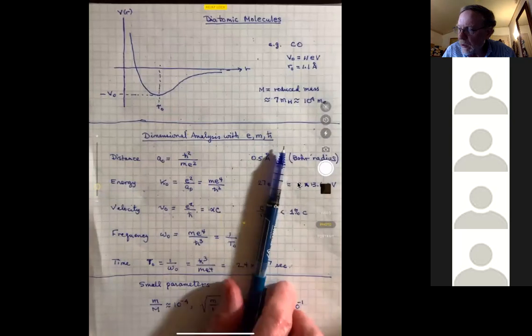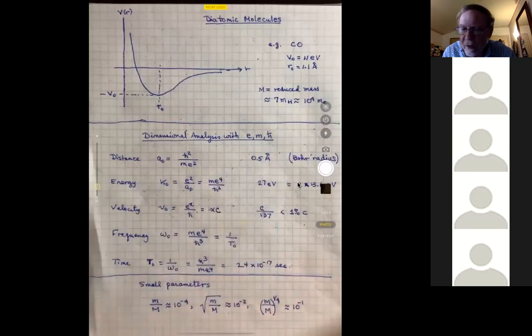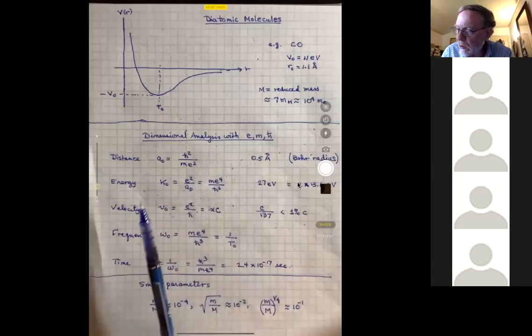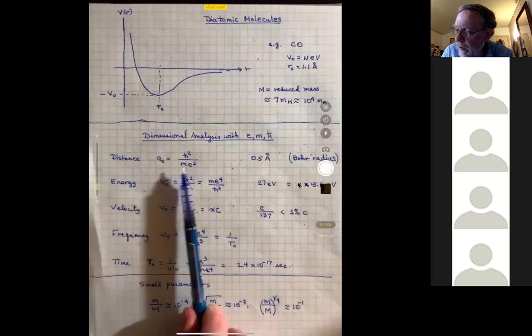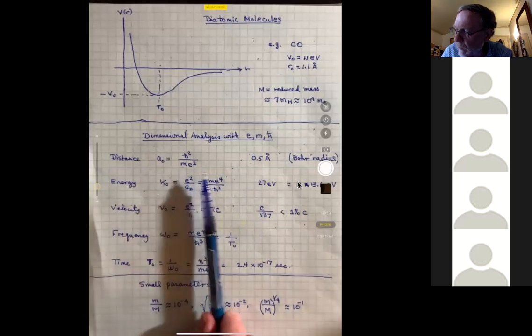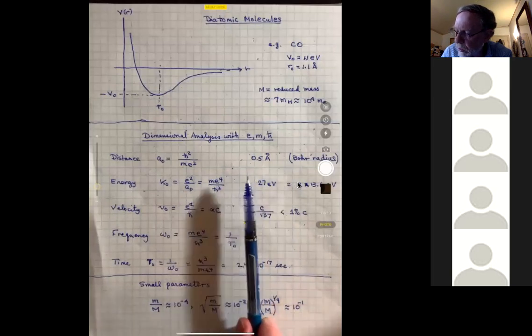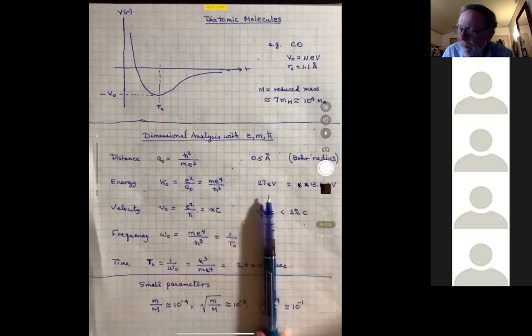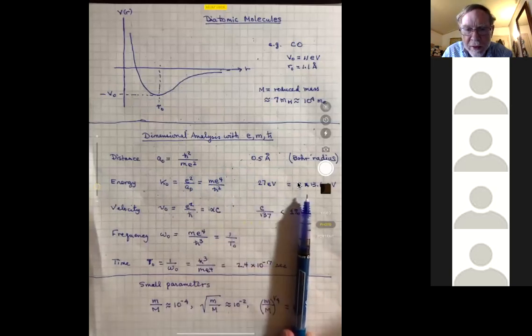Now, out of these 3 physical constants, e, m and h bar, we can construct a unique distance, energy, velocity, frequency, any physical quantity you want, momentum, angular momentum, and so on. So for example, the distance is h bar squared over m e squared. This is otherwise the Bohr radius, about 0.5 angstroms. The energy is m e to the 4th over h bar squared, which is 27 electron volts, which is exactly twice the ionization potential of the ground state of hydrogen, twice 13.6 eV.